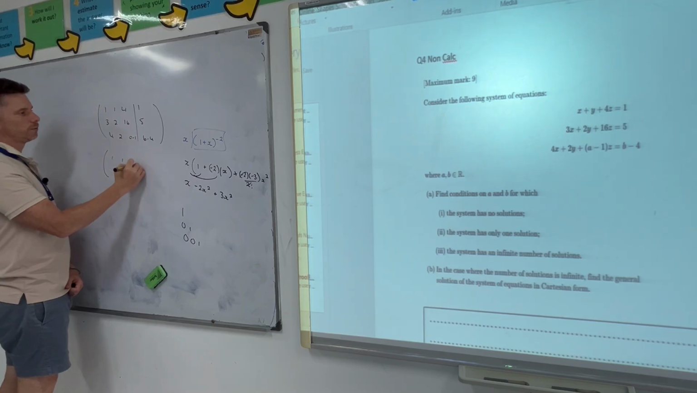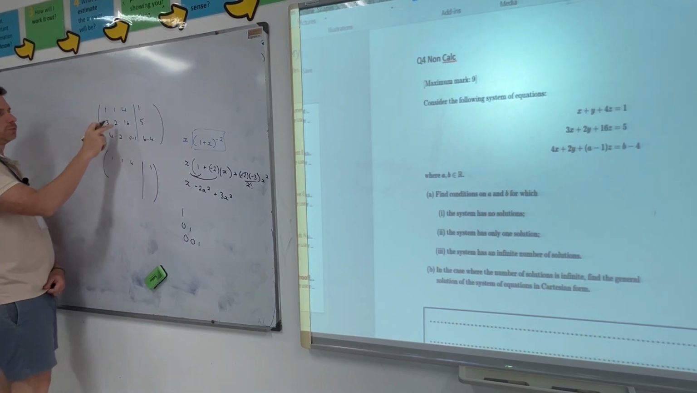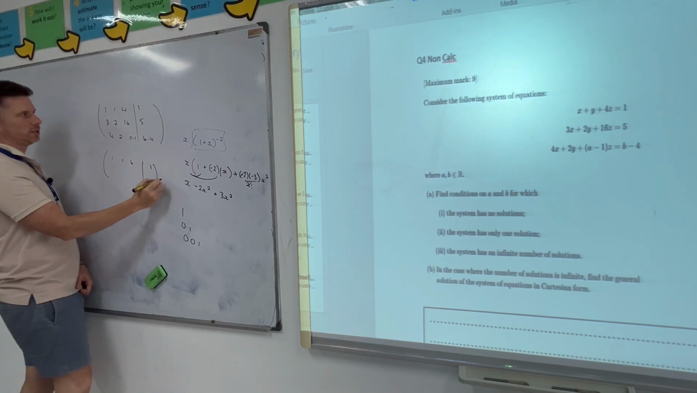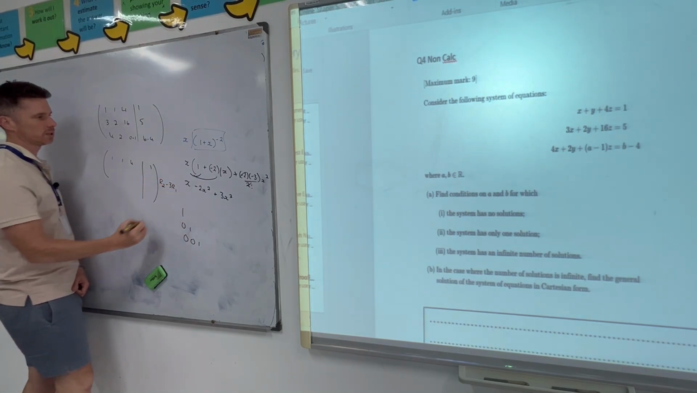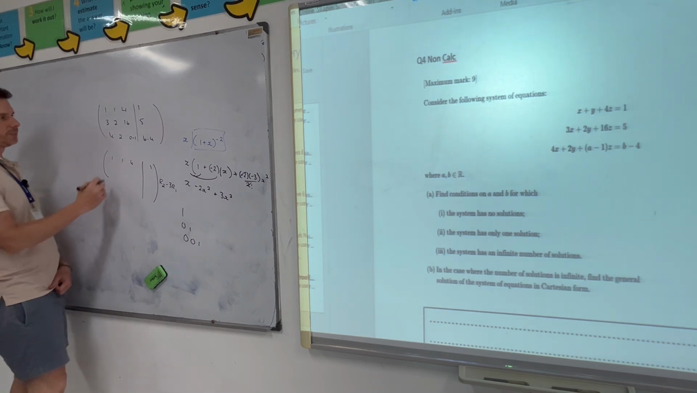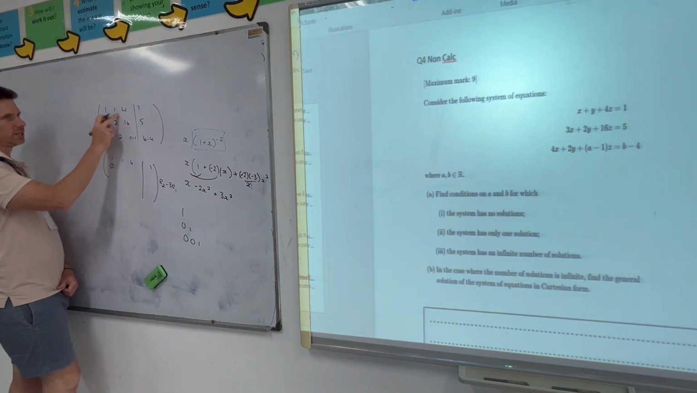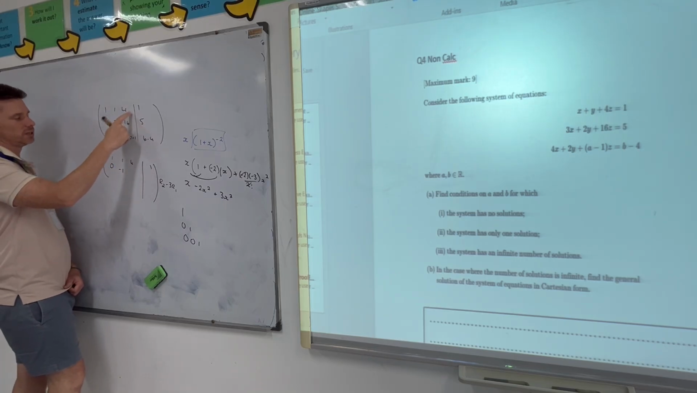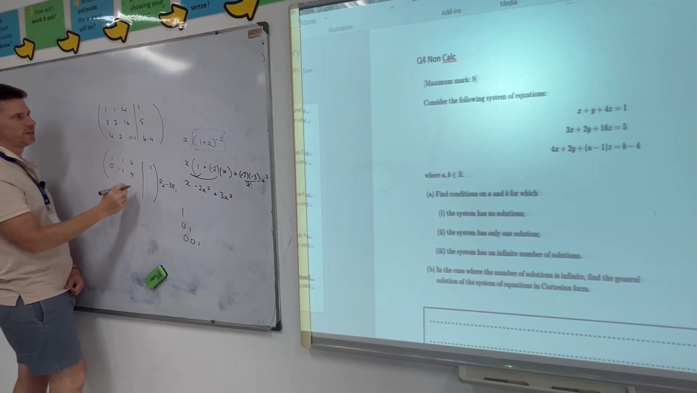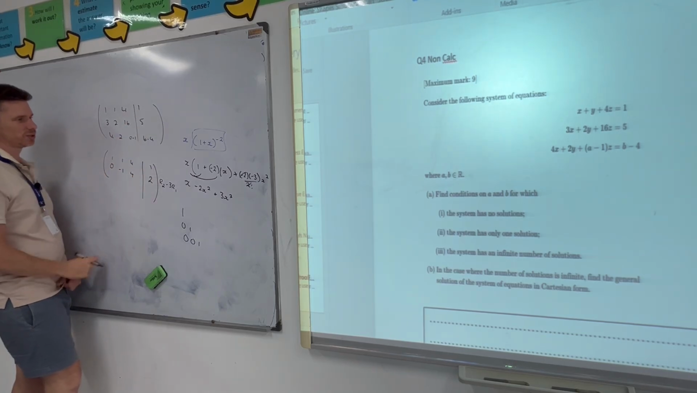So 1, 1, 4, 1 is our first line. I'm going to use row 1 to remove the 3 here. So I'm going to say row 2, take away 3 row 1s. Might work for me. 0. Row 2 is this, take away 3 is minus 1. Row 2 is this, take away 3 of these is 4. Row 2, take away 3 of these is 2. Just make sure I'm right.